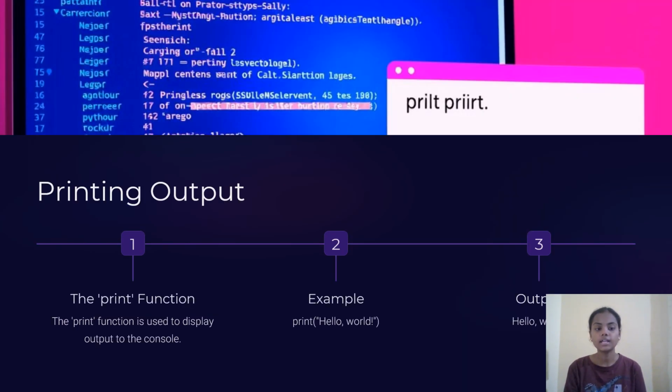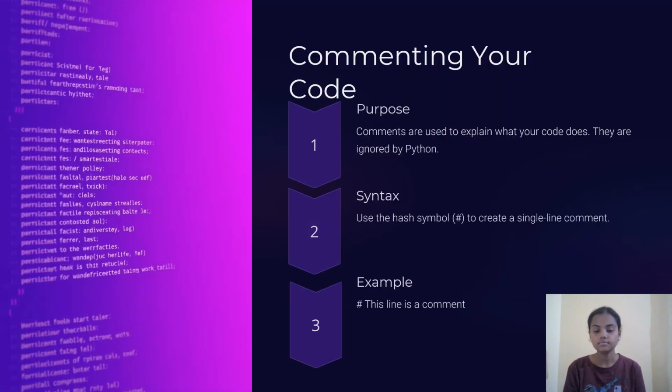Now, how can we print the output? The print function is used to display output to the console. For example, if you write print("hello world"), we get the output hello world.